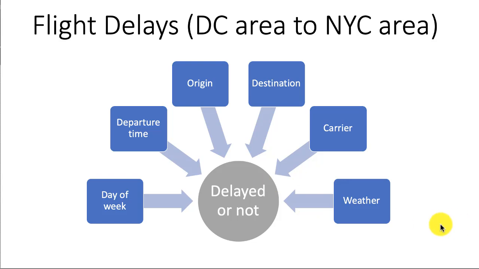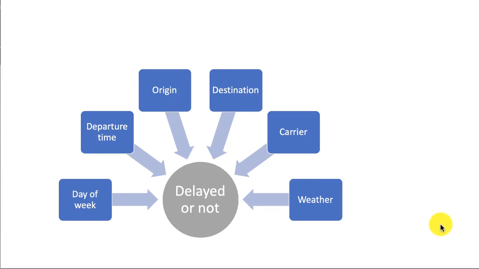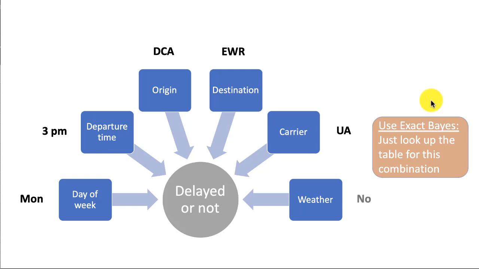Okay, so that's what we are trying to do here. Now let's look at some issues. Let's say for a particular flight, we are concerned about a flight leaving on Monday at 3 p.m., so it falls in the time block of 3 p.m. to 4 p.m. Let's say the origin is the National airport, the destination is Newark airport, the carrier is United Airlines, and there's no weather condition, meaning the weather is fine.